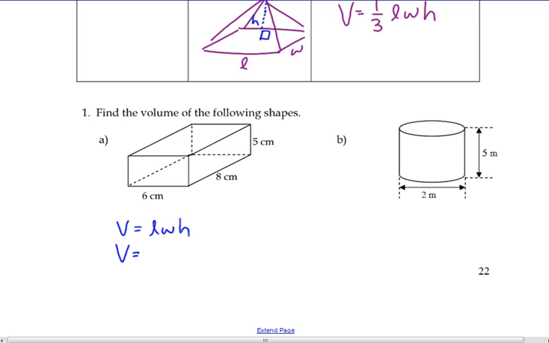So formula, substitution. So length is? 8 times 5. What are your units? Centimeters cubed. So we're dealing with volume now. Does somebody want to solve the next one? Okay, Maddie, make sure to show formula, substitution, answer.